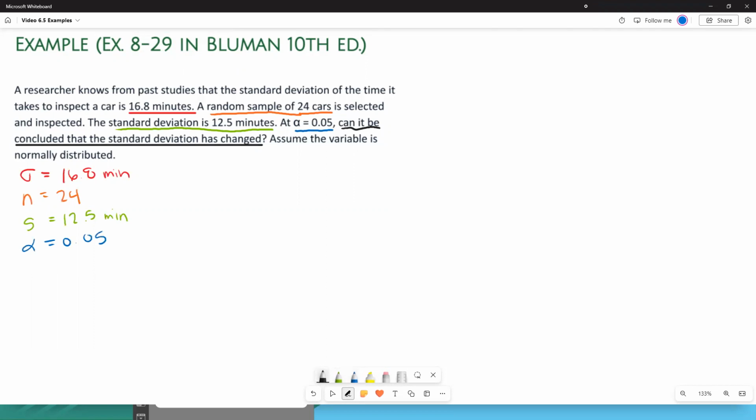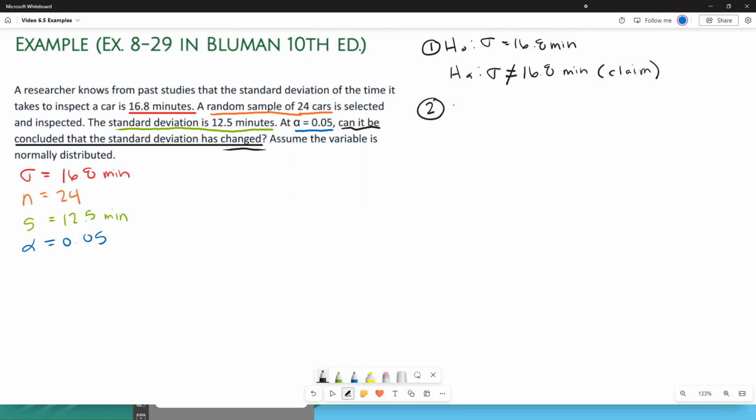We now have enough information to go ahead and run that test. So for step 1, null and alternative. For the null, sigma is claimed to be 16.8 minutes. For the alternative, sigma is not 16.8 minutes. The symbol in between is coming from that word changed. Changed could be less than or greater than, so we're going to use a not equal to. And that is the claim we're being asked to test.